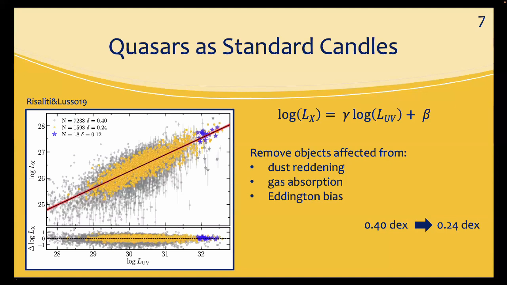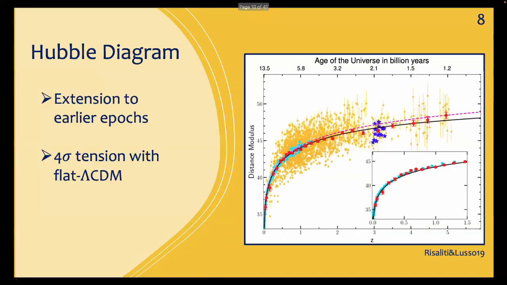which means removing objects that might be affected by dust reddening, by gas absorption, or that may suffer the Eddington bias in the X-rays. In doing so, for this sample, we go from the gray to the yellow points, and you see the relation gets much tighter with a dispersion of 0.24. For this blue subsample here, I will not go into detail, but it's a subsample for which you have pointed X-ray observations and very good quality data. We even get lower, to 0.12. So this is enough to do some cosmology with it.